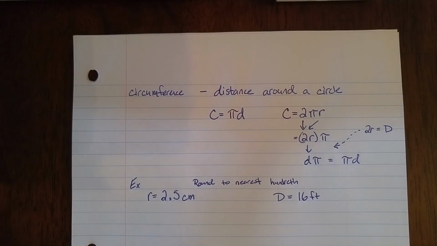All right, so let's take a look at a couple example problems. So suppose that you needed to find the circumference of a couple circles. So this first one right here, you're told that it has a radius of 2.5 centimeters.